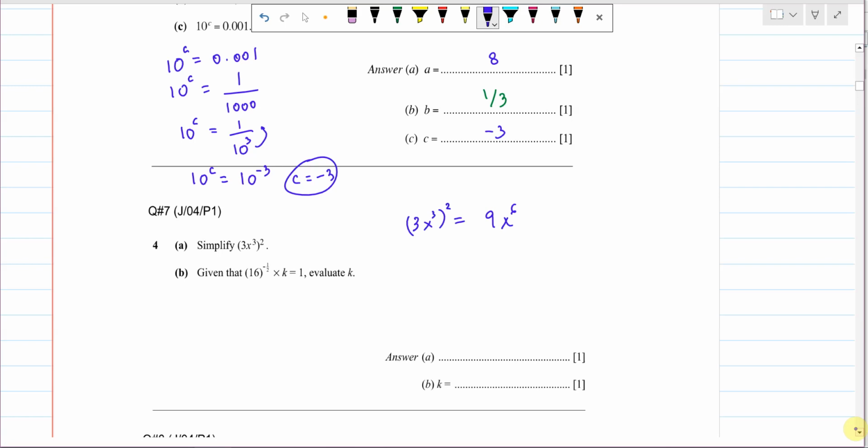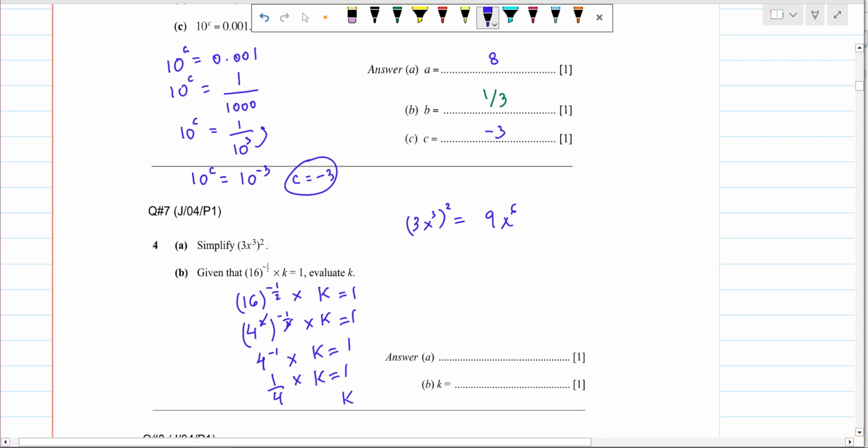In the next part, it says that 16 power minus 1 upon 2 into k is equal to 1. So 16 is basically 4 to the power 2, and it's minus 1 over 2 into k equals to 1. You can simplify the powers, so that will be 4 to the power minus 1 into k equals to 1. 4 to the power minus 1 is 1 over 4 into k equals to 1, and you got the value for k, that is equal to 4. Towards the next one.